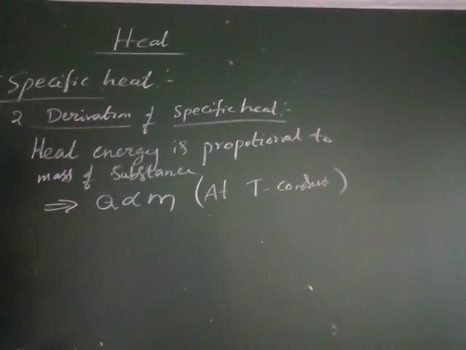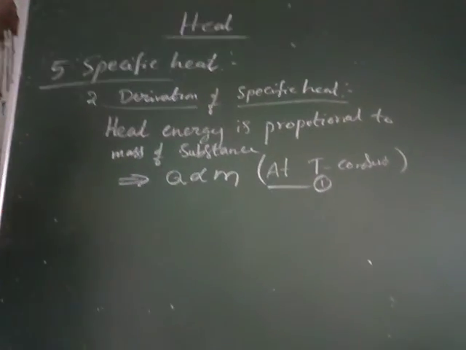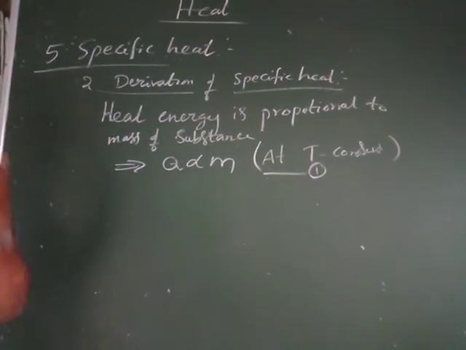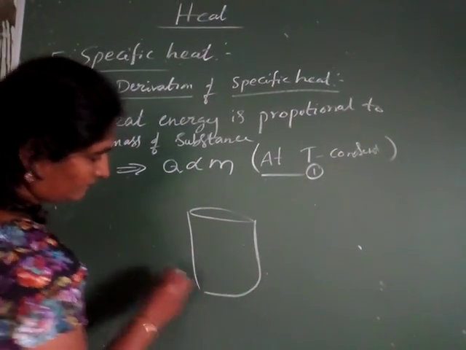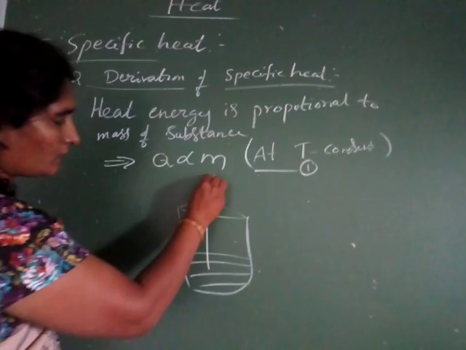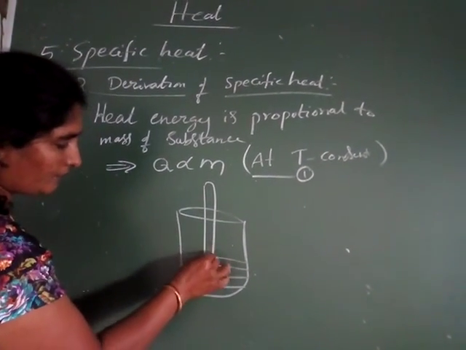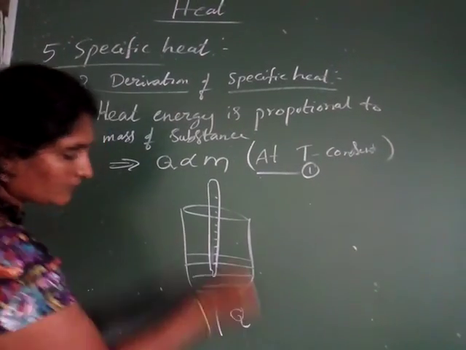Constant temperature, we have to take this as equation 1. Now you come to another explanation. Listen now. You take one container. Take some amount of water in it. Then arrange one thermometer in it to measure the temperature. Then you give some heat energy under the container.